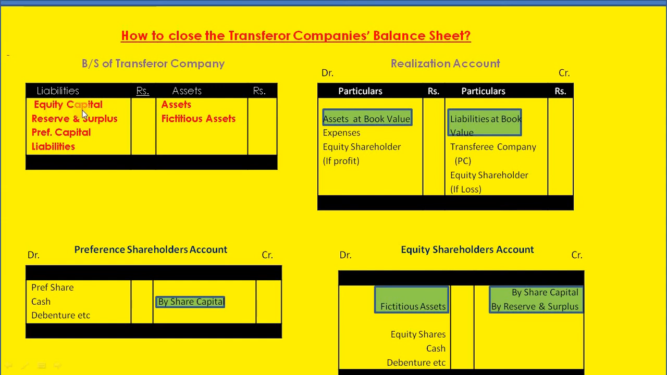Now let's transfer equity capital. Equity capital obviously belongs to the equity shareholder account, so it is transferred to the credit side of the equity shareholders account. Along with share capital, we have reserves and surpluses, which are accumulated profits. These are also transferred to the credit side of the equity shareholders account. Right now, we are left with preference capital. Preference capital is also capital of the preference shareholders. So obviously, we will transfer it to the credit side of the preference shareholders account. Right now, after all these transfers, nothing is left in the balance sheet of the transferor company. So in this way, the balance sheet is closed down.